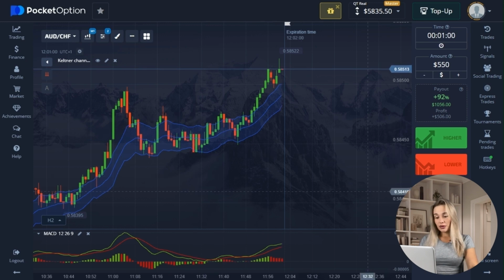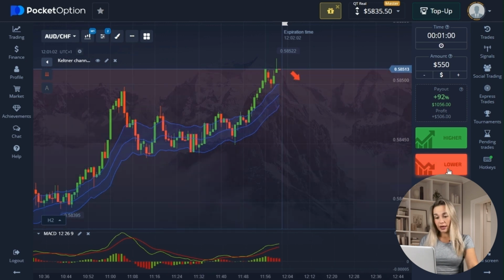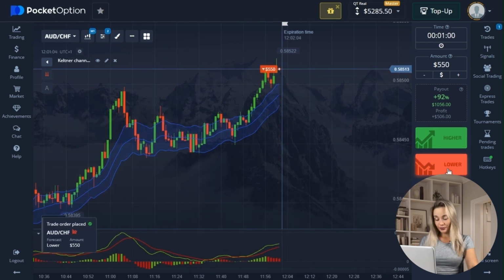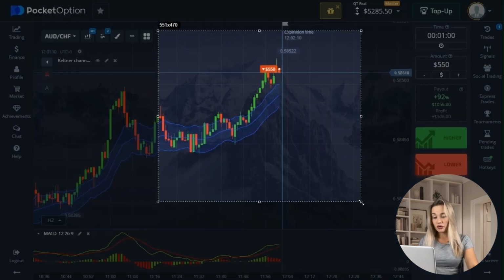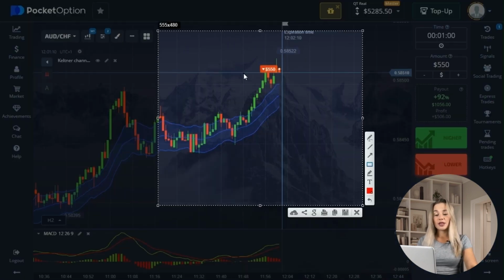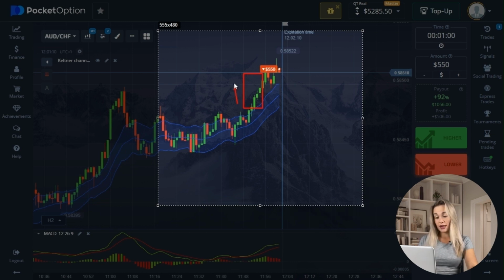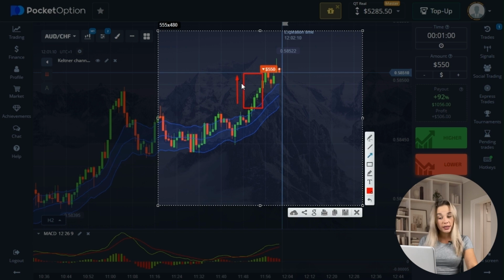Starting with the Australian dollar Swiss franc pair, where I'm placing a short trade. Let's have a look at the chart and discuss why I opened this exact trade. We see there's been an upward breakout of the Keltner channel. As we discussed earlier, this hints at what, guys? Right, at a rising trend.